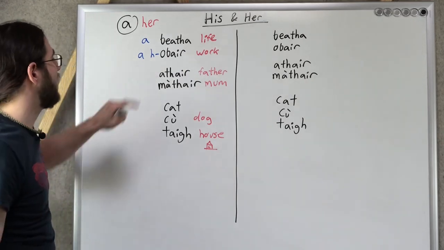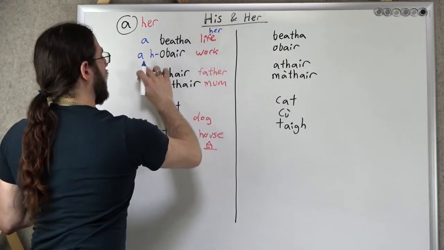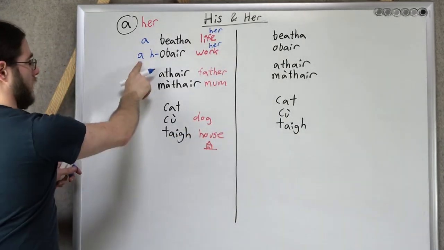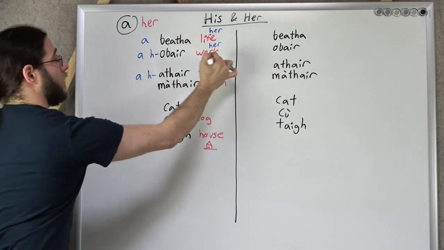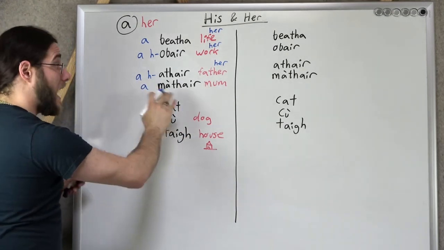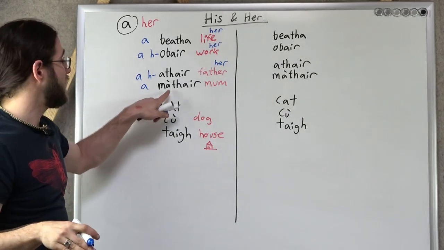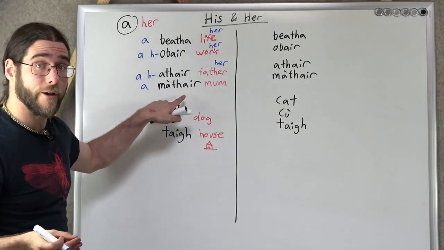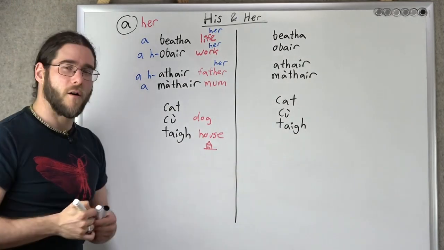So, a beha, her life, right? A hoper, her work. Ahar, her father? Well, it'll just be like this. A hahar, her father. Her mum? A maher. So notice this A is short, a. This one's long, a. A maher. Her cat, her dog, her house.